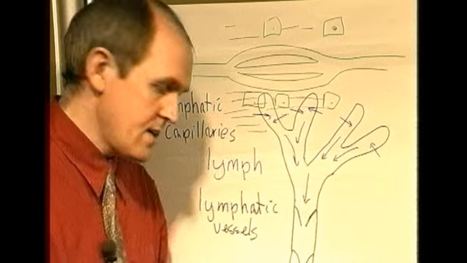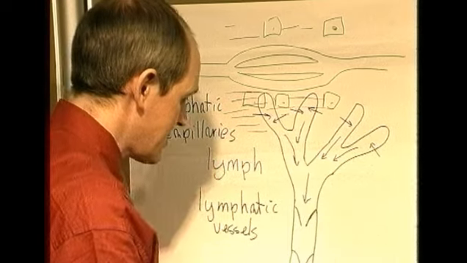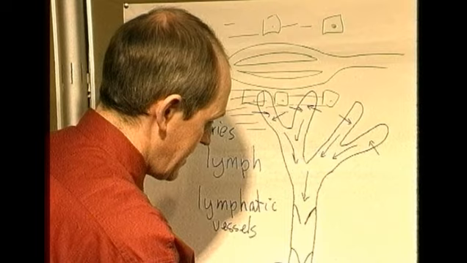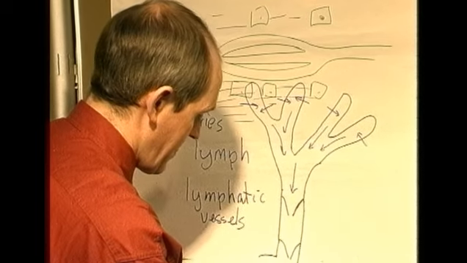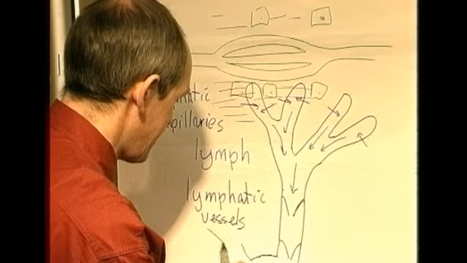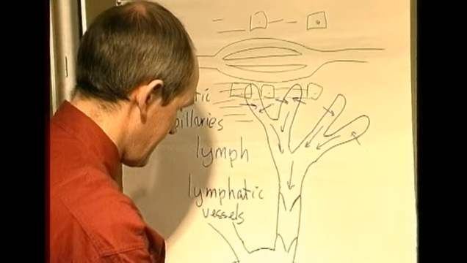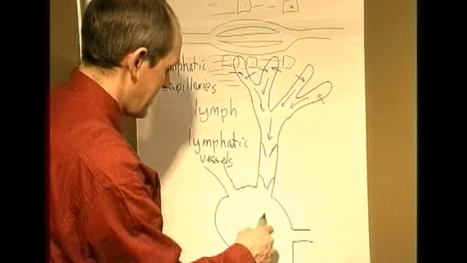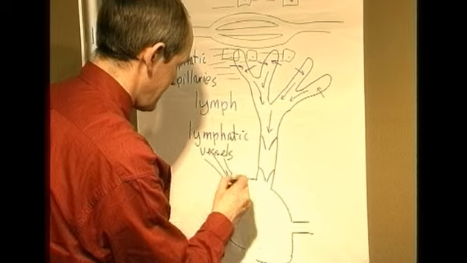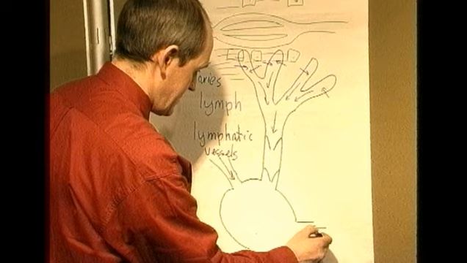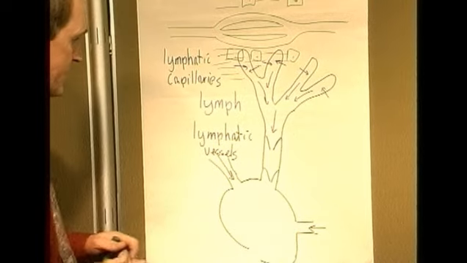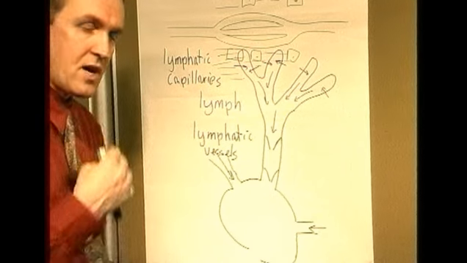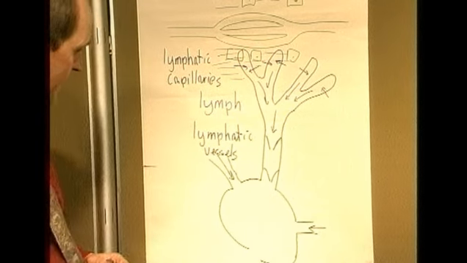Now eventually several of these lymphatic vessels will drain into a larger structure called a lymph node. So we have several lymphatic vessels draining into a lymph node. These are still fairly small structures actually. They're located under your arm in the places we've discussed.